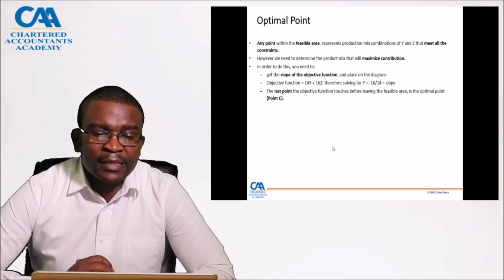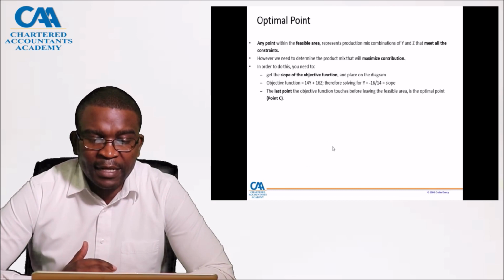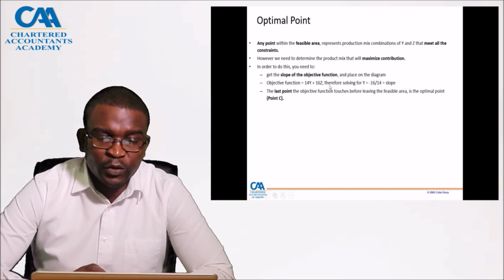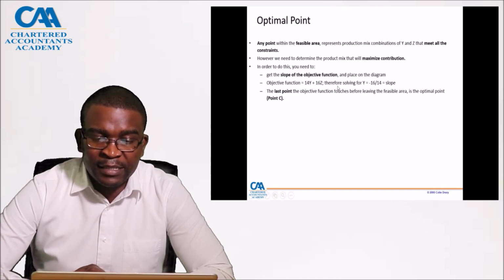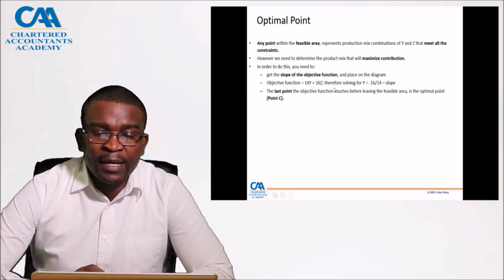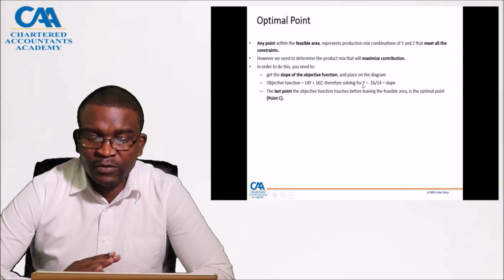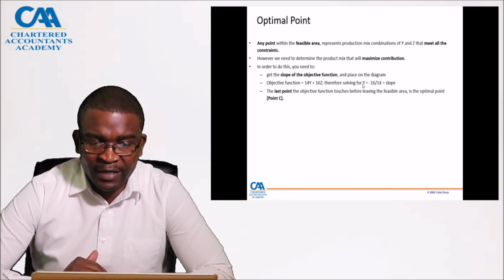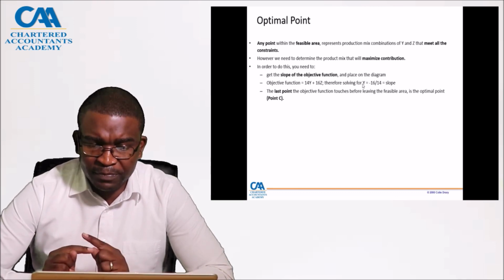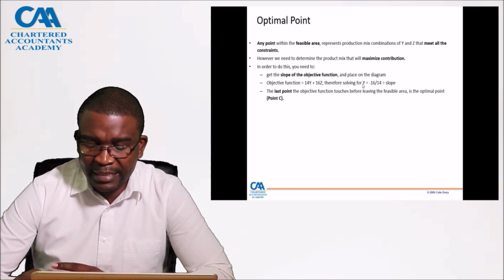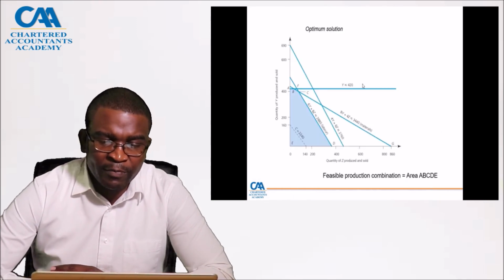So what you do is get the slope of the objective function and place it on the diagram. The objective function, like we have said, is 14y plus 16z. Therefore, we solve for y, because we want to calculate the gradient. In this case, it's minus 16 over 14. Now, you find that our gradient is negative, so you need to look only at points that give you a negative gradient. At the point where they touch, leaving the feasible area, that is your optimal point. In this case, if you go back to our diagram, it will be at point C.